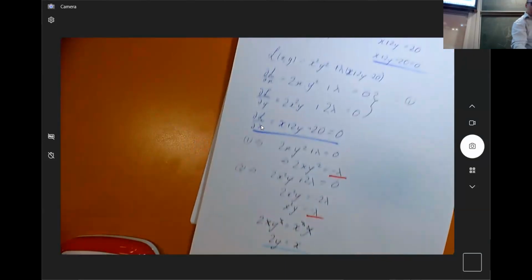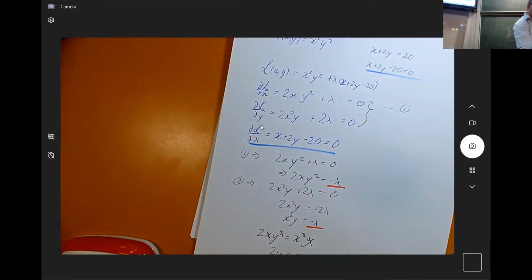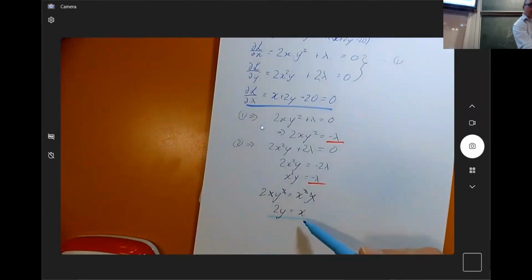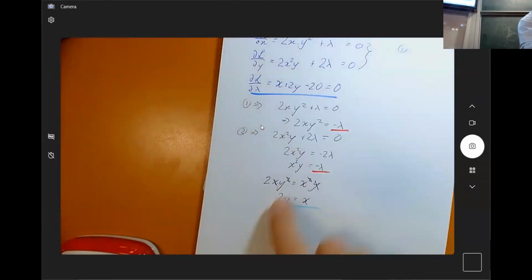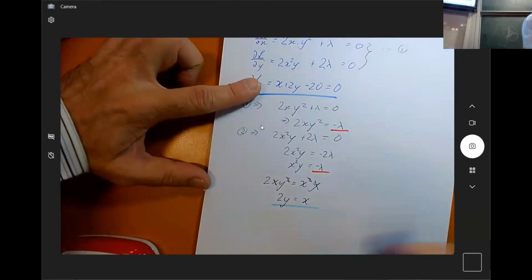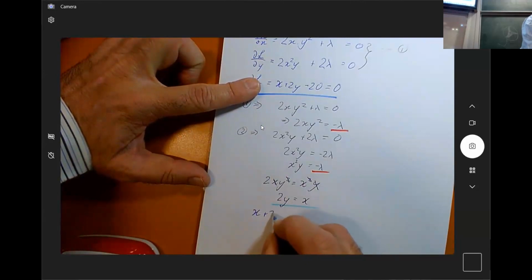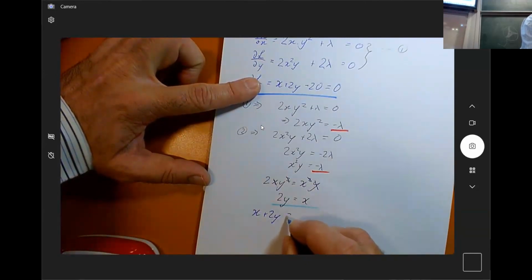And so I've used my first two equations up here to generate this relationship between x and y. And I'm then going to put this relationship in here. Now, notice how conveniently the constraint has a 2y, and I've got a 2y. So what I'm going to do is go to my x plus 2y, and I'm going to say equal to 20.